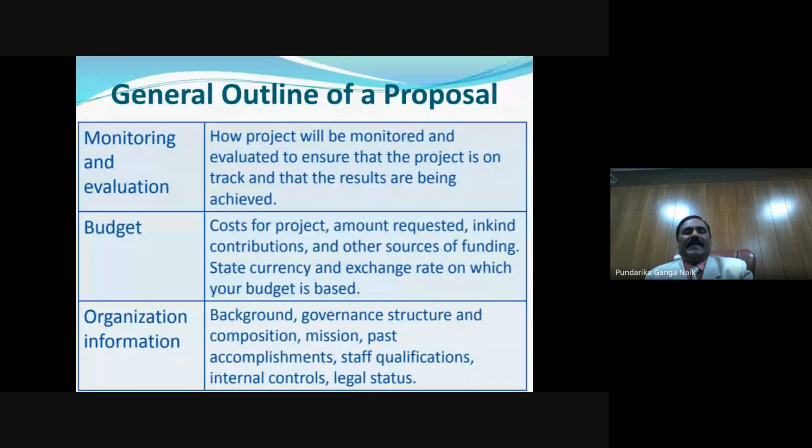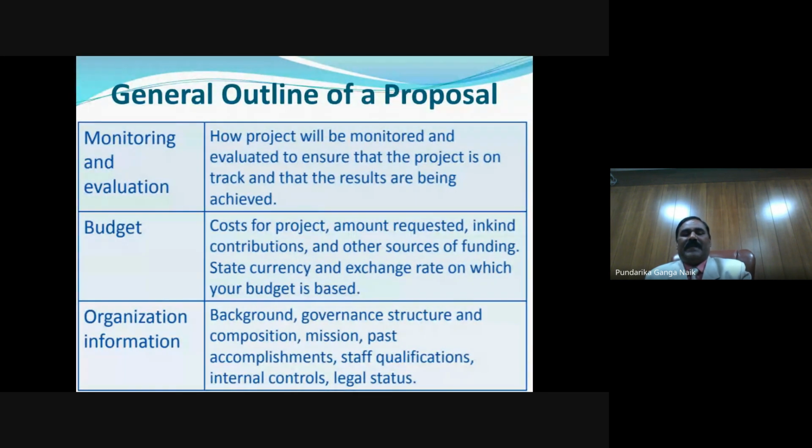Then comes monitoring and evaluation. How the project will be monitored and evaluated to ensure that the project is on the right track and that the results are being achieved. You have to present that with all justification, logically putting in the information and methodologies that you propose in the research proposal.